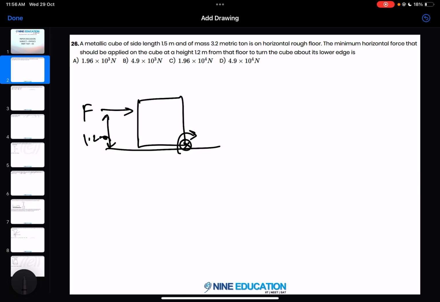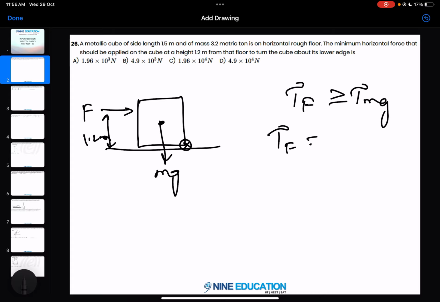So when the block is just about to rotate about this edge, normal reaction and friction both will pass through this point. So torque because of normal reaction and friction is going to be 0. The other force that is acting is mg. So when torque because of external force is greater than or equal to torque because of mg, it will start to rotate. So we find minimum horizontal force by equating both of them.